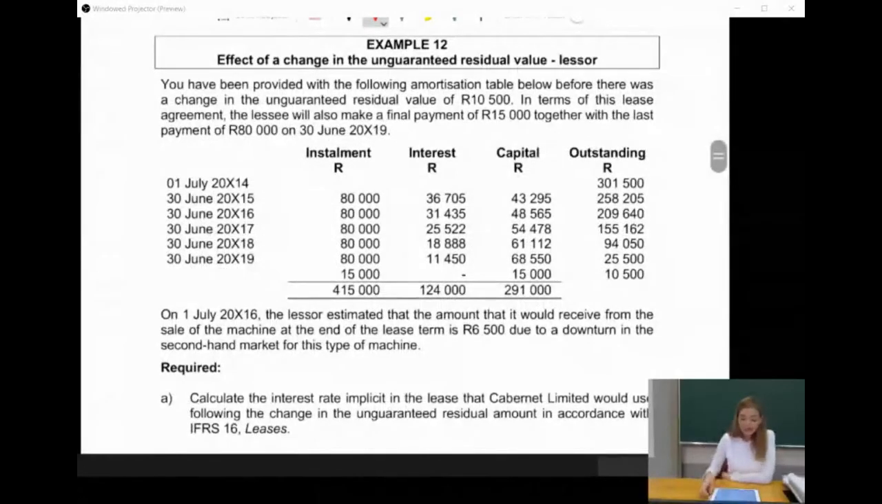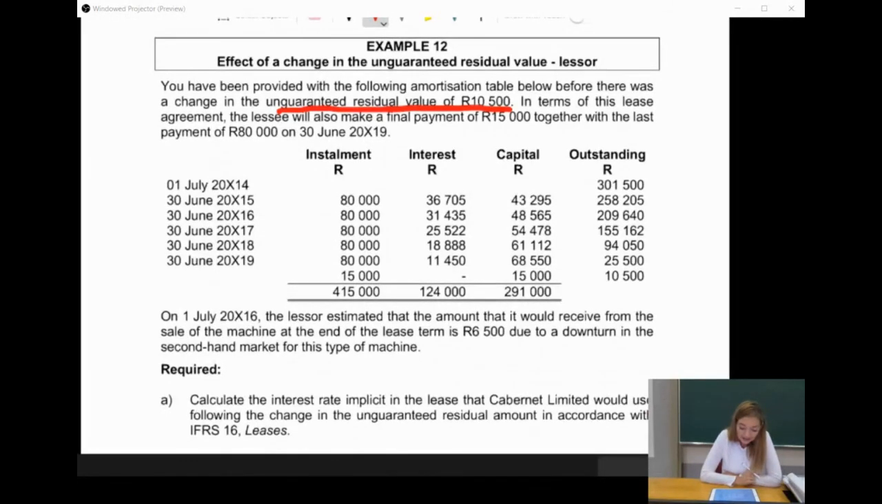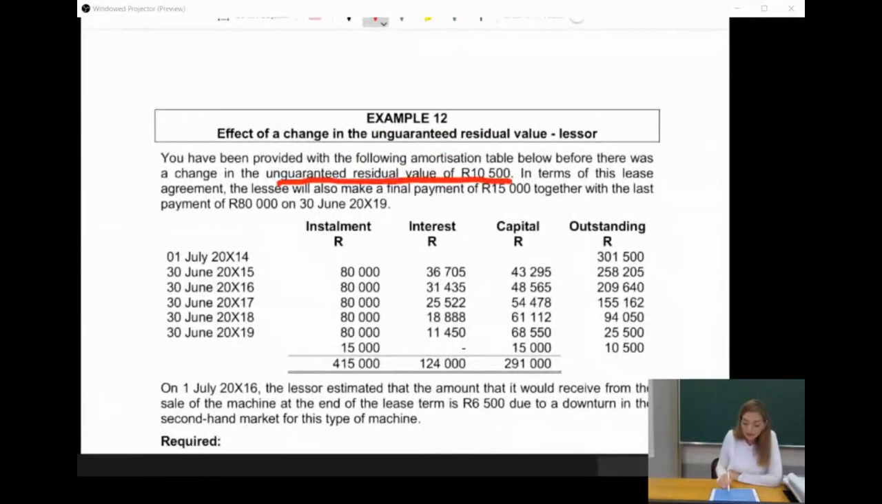Okay, so here they provide us with an amortization table, and they tell us that originally the unguaranteed residual value was 10,500, and then there's also a 15,000 balloon payment as well. So the 15,000 is a balloon payment. In this case, there's no residual value guarantee. There's a 15,000 balloon payment that the lessee has to make at the end of the lease term.